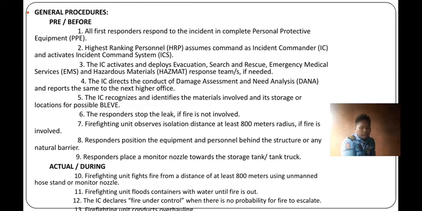Actual firefighting: the firefighting unit fights fire from a distance of at least 800 meters using an unmanned hose, stand, or monitor nozzle. Eleven, the firefighting unit floods containers with water until fire is out. The IC declares fire under control when there is no probability for fire to escalate. Then 13, the firefighting unit conducts overhauling.